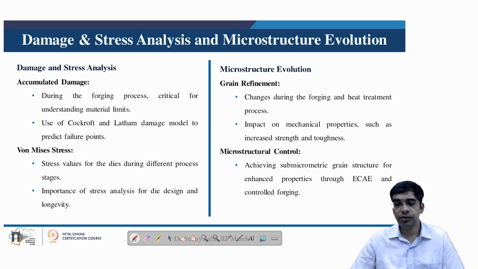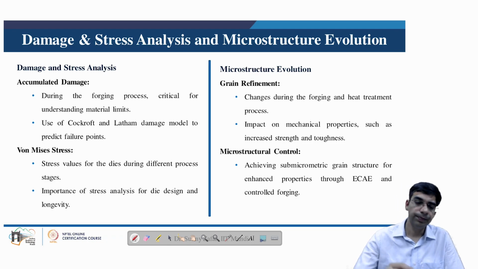In terms of microstructure evolution, grain refinement occurs during the forging process as well as the heat treatment process. The impact of this refined grain on the mechanical properties is correlated to increased strength and toughness. Microstructural control, achieving sub-micrometric grain for enhanced mechanical properties, is achieved through ECAE and controlled forging processes.